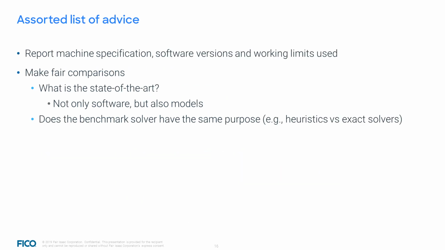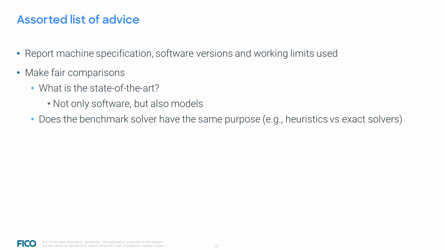One should always report the specification of the machine on which the solver is run, likewise software versions, and working limits that were used. Moreover, when implementing software, it's a great practice to make it publicly available on GitHub, for example, so that other people can redo the experiments, or can conduct experiments with additional components on top, hence continue the proposed research. A researcher should also think about what is a fair comparison.